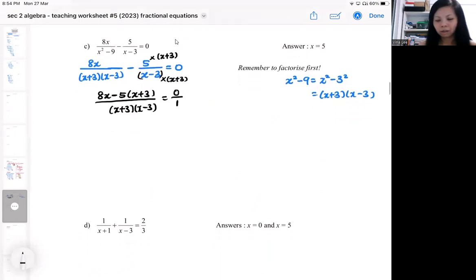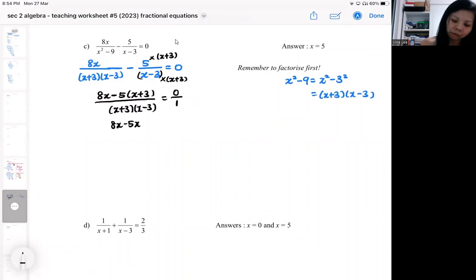Once you get the idea, you find it's so boring to keep doing this, because it's the same process. Make the same denominator, then I cross multiply. But of course, sometimes you don't get the answer. It could be because there is really a lot of chance to make careless mistakes.